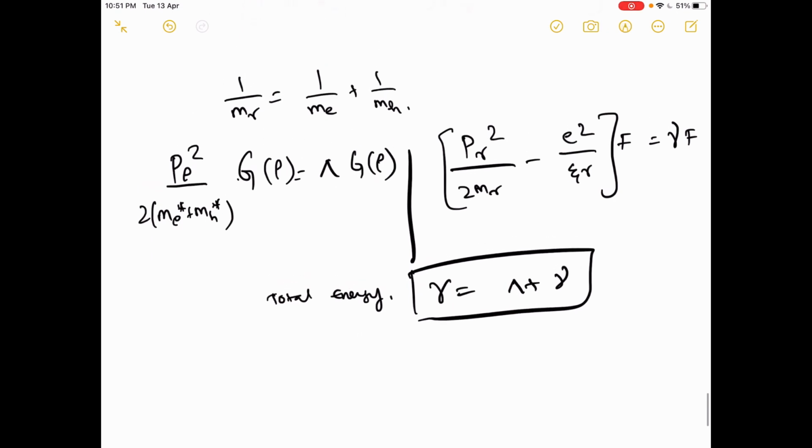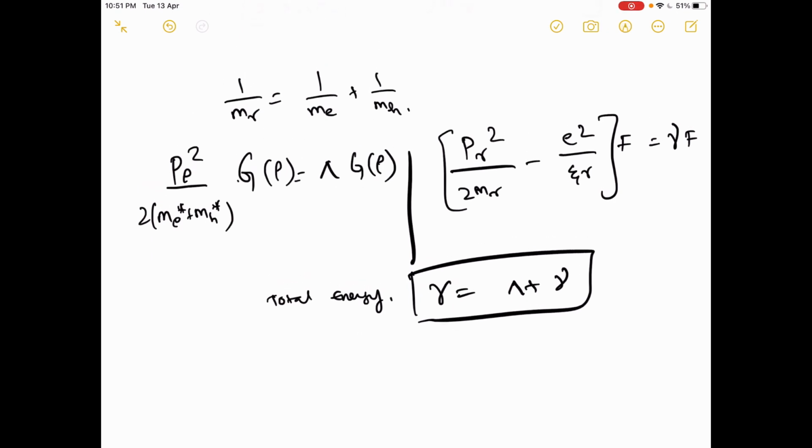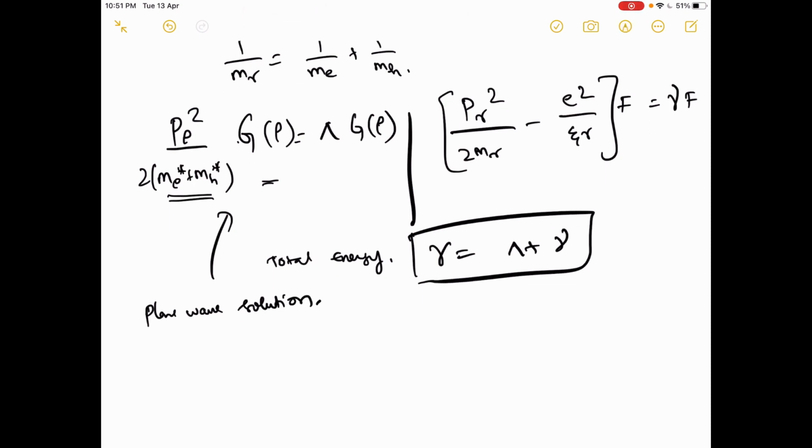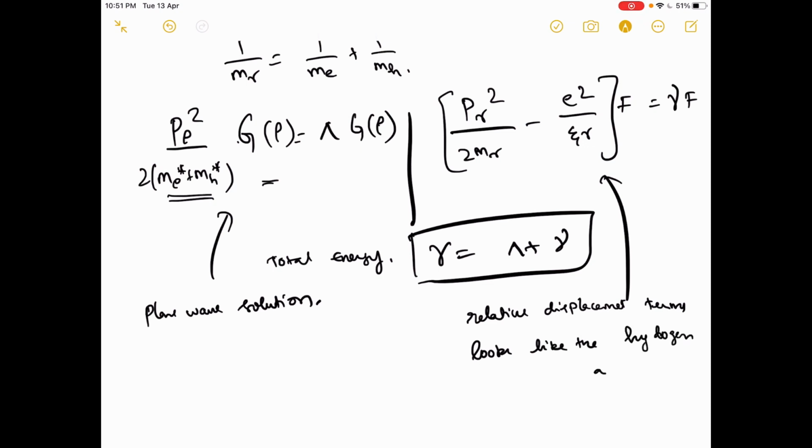Now there is something which is important to see. So this center of mass, it's easy to see, now has the total mass, but it does not have any additional potential here. So this is almost like a plane wave solution, right? And the relative displacement term looks like the hydrogen atom problem.